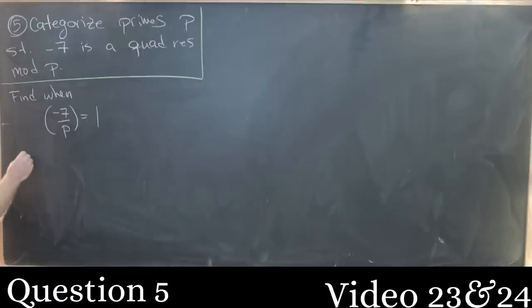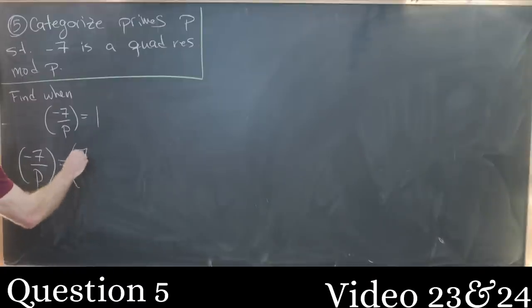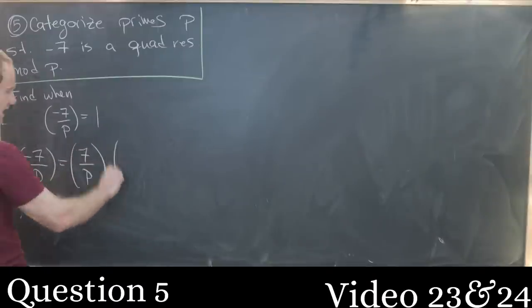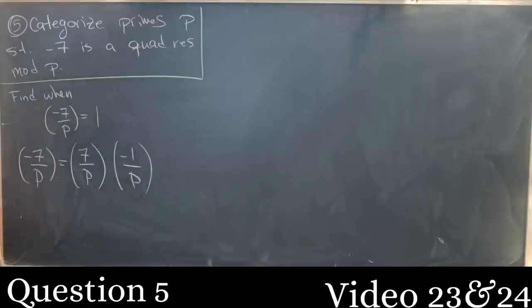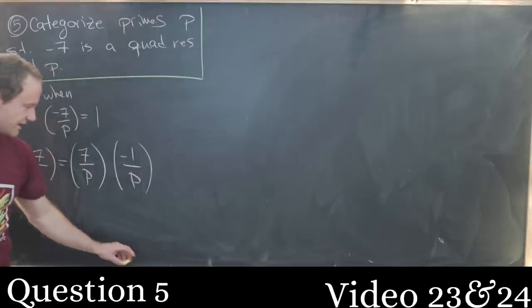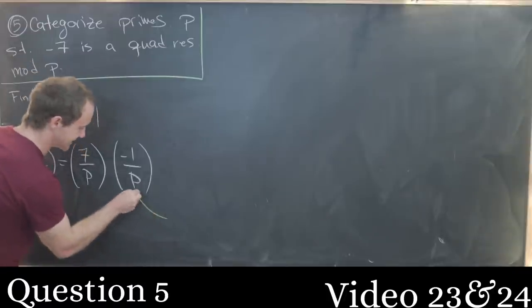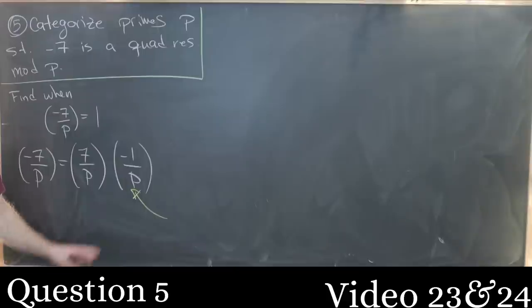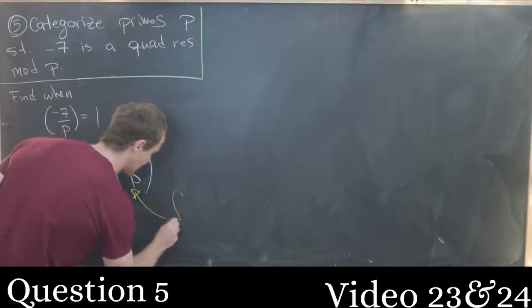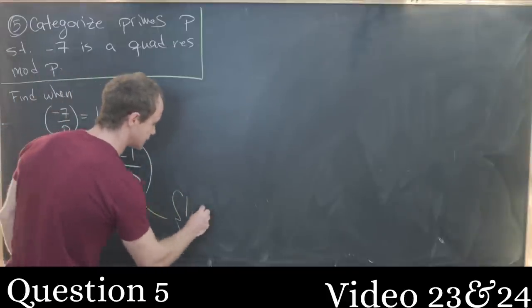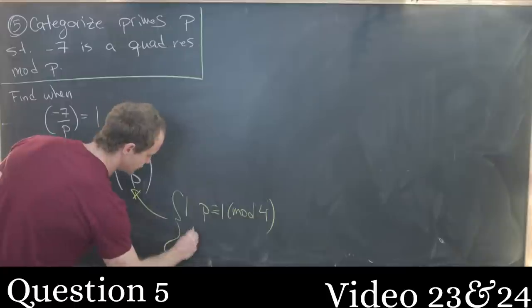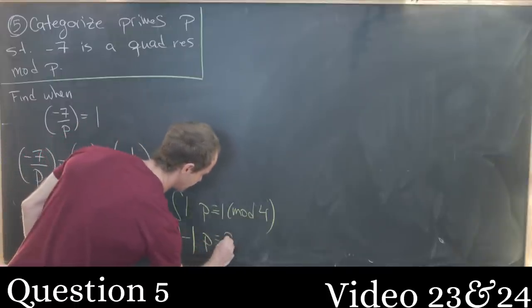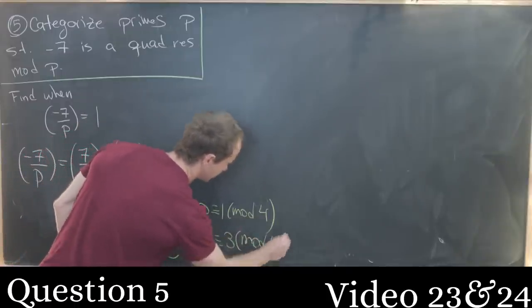Okay, so let's do this. So minus 7 over p, we can split that apart into 7 over p times minus 1 over p, just by the factoring rule. But here's one of the nice things. We know the classification of primes that makes this equal to 1 or negative 1. So let's write that down. This is equal to 1 if p is congruent to 1 mod 4. And this is equal to negative 1 if p is congruent to 3 modulo 4.